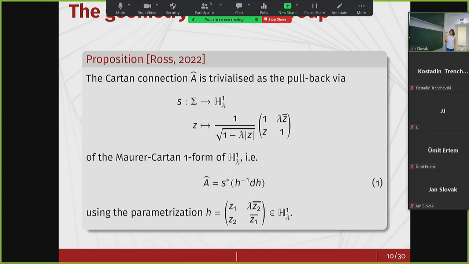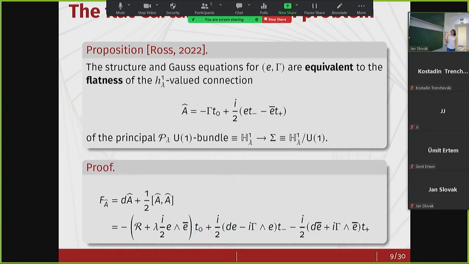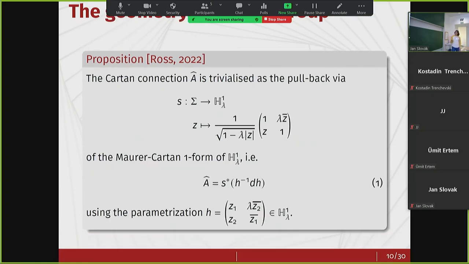Okay, so it means that precisely this connection that we have here, we can recover it precisely as the pullback of the Maurer-Cartan form on H lambda 1, precisely using this section that is here. And here is the parameterization that we are using. I showed you in the first slide the Lie algebra. So it's easy to see that this is the way to parameterize the elements in the group, just by exponentiating the Lie algebra generators.